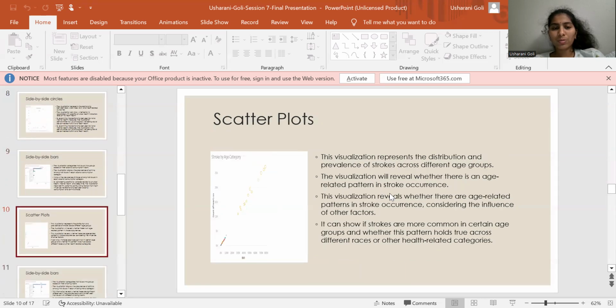Next, scatter plots. This is stroke by age category. This visualization will reveal whether there are age related patterns in stroke occurrence, considering the influence of other factors. It can show if strokes are more common in certain age groups and whether this pattern holds true across different races or other health related categories.